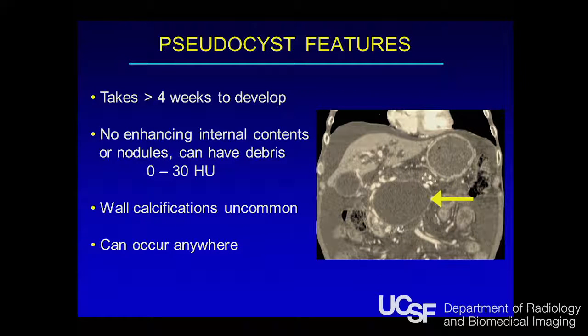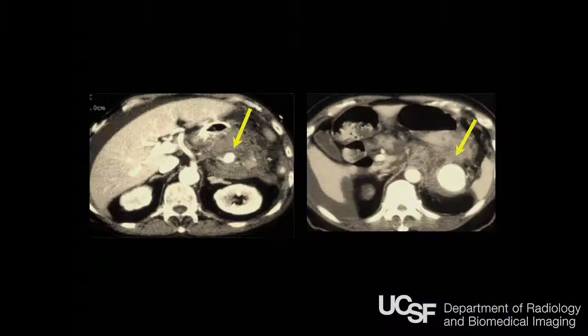All right, so you're all familiar with pseudocysts. As I mentioned, takes at least 4 weeks to develop. There should be no enhancing internal contents. Calcifications, when they occur in the wall, are uncommon, and they can extend anywhere. Remember, this is full of enzyme-rich fluid that can dissect through fascial planes, and so they can go up into the mediastinum, and really, we've seen pseudocysts everywhere, so just keep that in your differential.